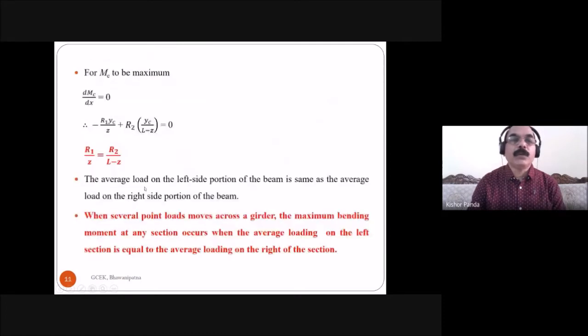The average load on the left side portion of the beam is the same as the average load on the right side portion of the beam. When several point loads move across a girder, the maximum bending moment at any section occurs when the average loading on the left side of the section is equal to the average loading on the right side of the section.